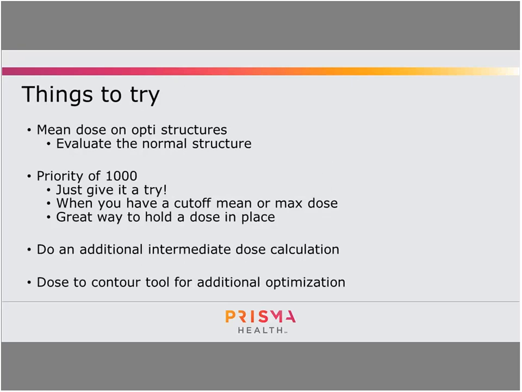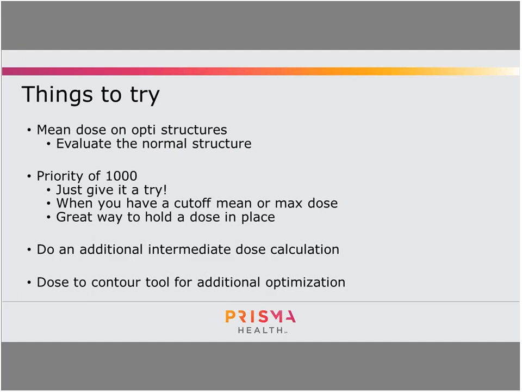And some other things to try. Mean dose on optimization structures is something I think people are in general fairly familiar with. Like if you had a parotid and you subtracted the PTV out of it, you could put a mean dose on that optimization structure, but you still evaluate normal structures. It's just kind of a useful tool to prevent targets from losing coverage.